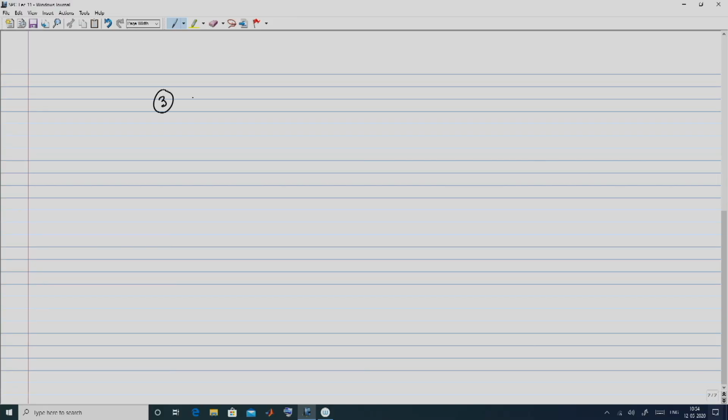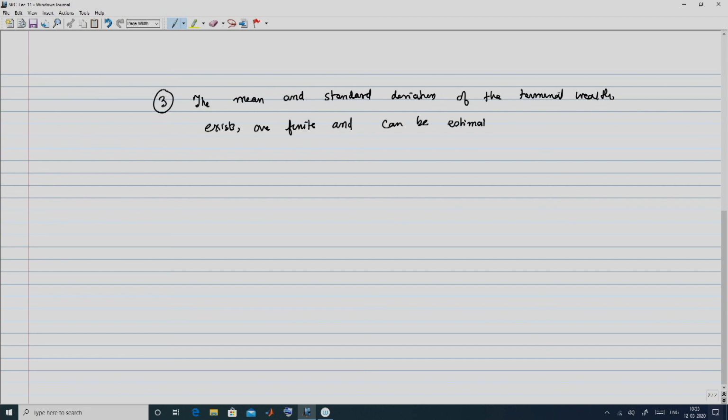The third assumption is that the mean and standard deviation. So, since we have said that the mean and standard deviations will be the driver of the decision, accordingly this mean and standard deviation of the terminal wealth exist, are finite and can be estimated, which is the reason why you can make an investment decision based on these estimations.